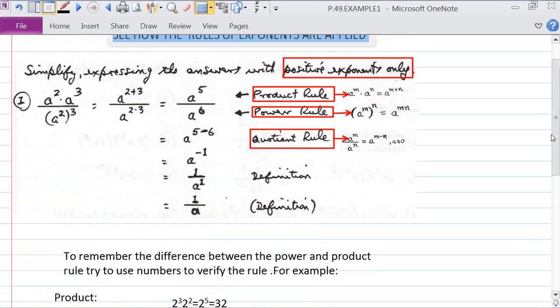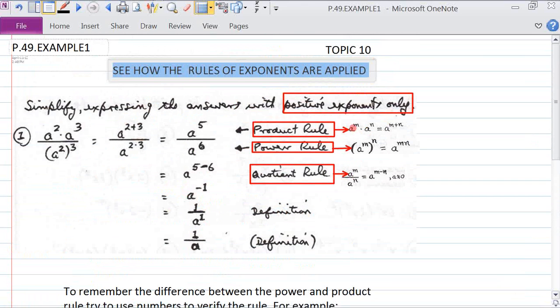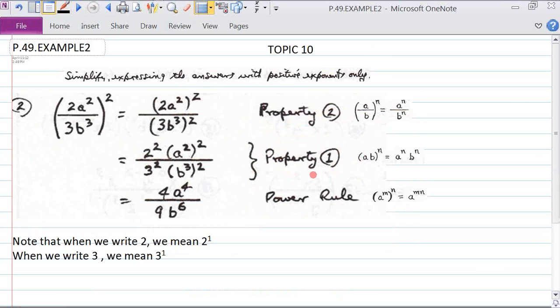But of course, the rules that we're talking about are this one and this one here. After a while, you don't really recognize what rules you're using. You just go ahead and use them. You may not remember the names.